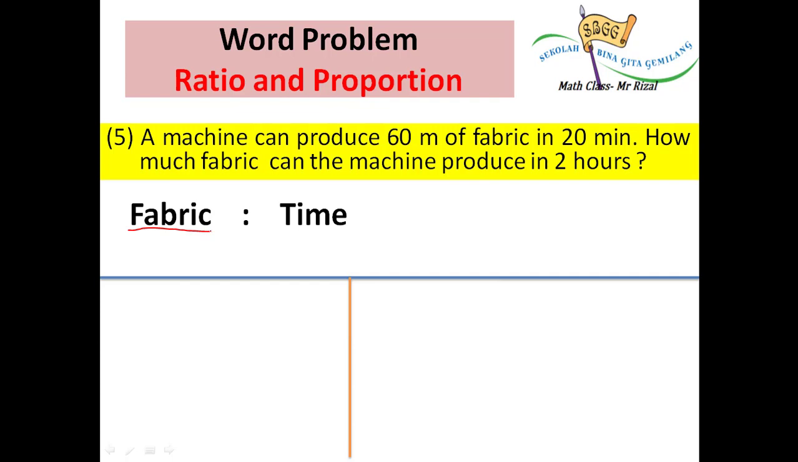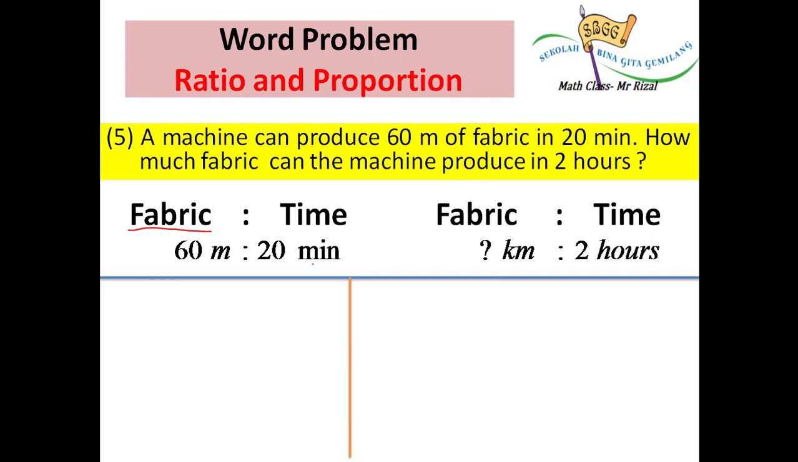Okay, so if you already agree with me that this is fabric and time, you have to write the numbers: 60 meters to 20 minutes. It means that this 60 meters is produced in 20 minutes. What's the question? Write the label again. The time is 2 hours. Wow, see. This is minutes. This is hours. What should we do? Forget it first. Later we'll discuss.